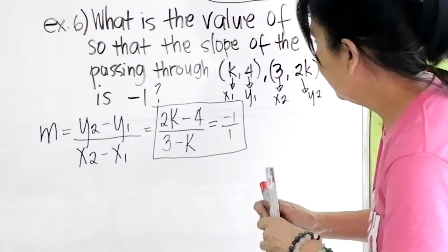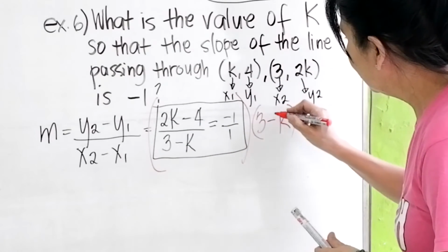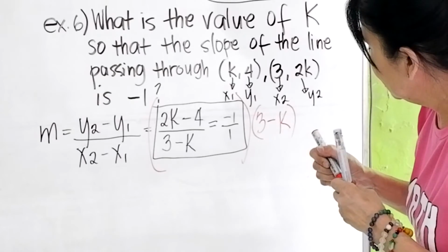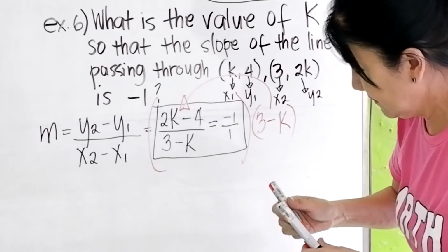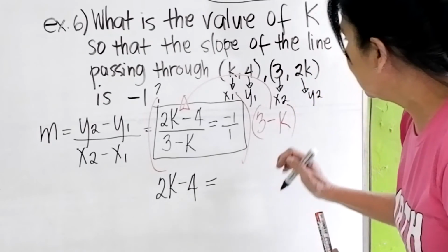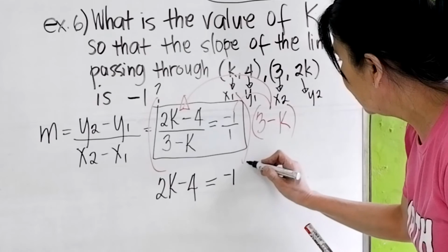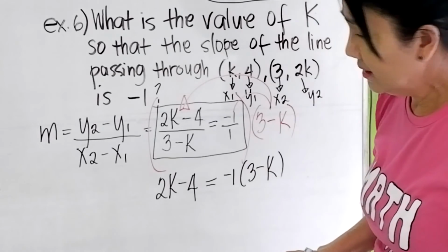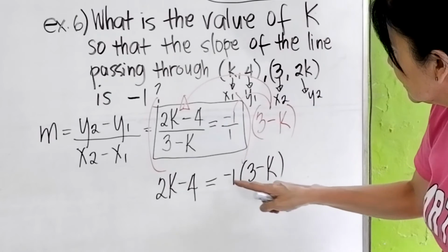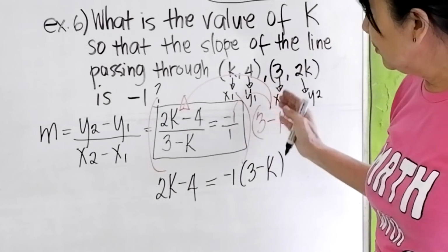So that you will not get confused, let us multiply this by 3 minus k. It's the same thing as when you cross multiply. So 3 minus k times this, 3 minus k cancels. You're left with 2k minus 4 equals 3 minus k times negative 1 is just negative 1 times 3 minus k. See, if you cross multiply them, 2k minus 4 times 1 is 2k minus 4. 3 minus k times negative 1 is just negative 1 times 3 minus k. See? So it's the same as you multiply 3 minus k to both sides.